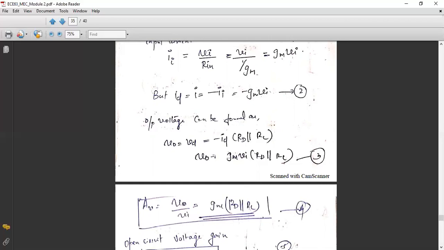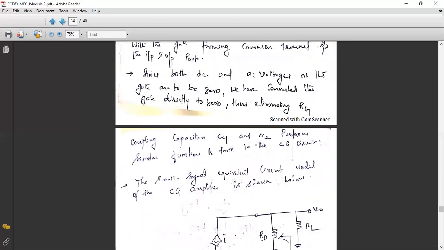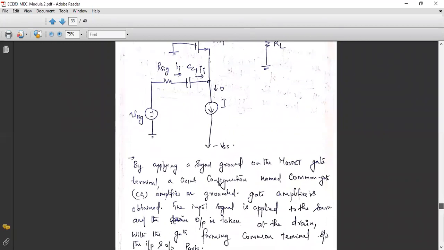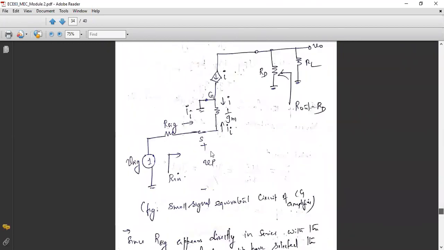Hope it is clear. What you have done as of now, first, you have written the expression for Rin as such. What is the equation for Rin? Rin is equal to 1 by Gm, because you have eliminated Rsig. You have assumed that Rsig is very small. So Rin directly becomes 1 by Gm.